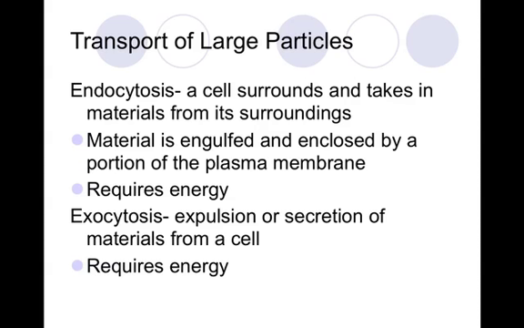If I want to transport large particles, what can happen is I can use my plasma membrane or my cell membrane. And what happens is, first we have endocytosis, where the cell surrounds and takes in the material from its surroundings. It brings the material inside to the plasma membrane and pushes it through to the other side, where it undergoes exocytosis, where it shoots it or excretes it back out from the cell. Both parts of this require energy.